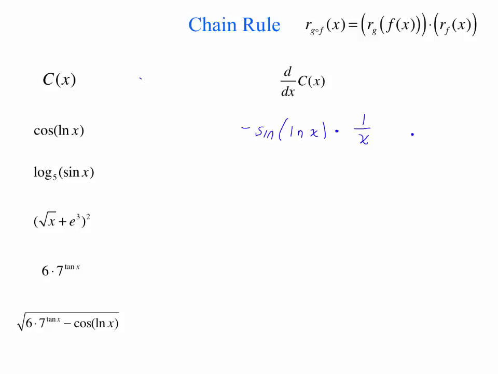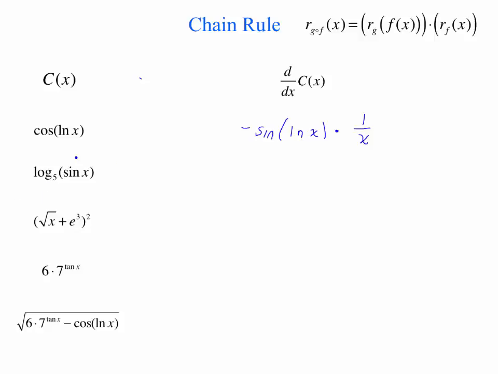Okay, what's a really common mistake that students make? Negative sine of 1 over x. So when you're doing the rate of change of the exterior function, you leave the interior as it is. And we saw why that was true in last class. Review the video. But don't do negative sine of 1 over x. Like thousands before you have tried, okay? Don't do that.